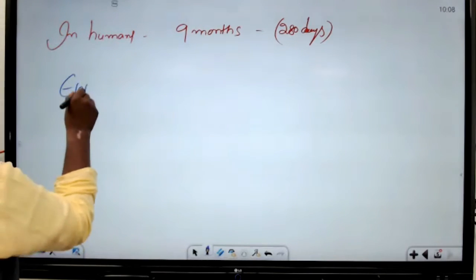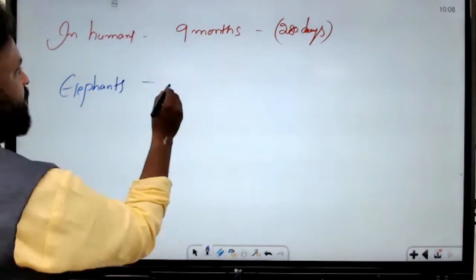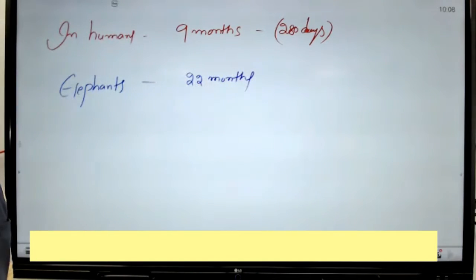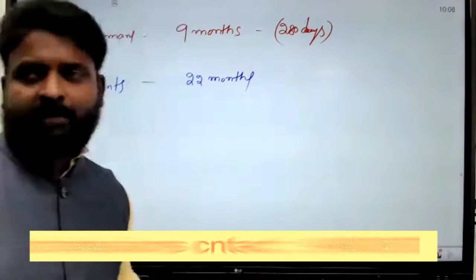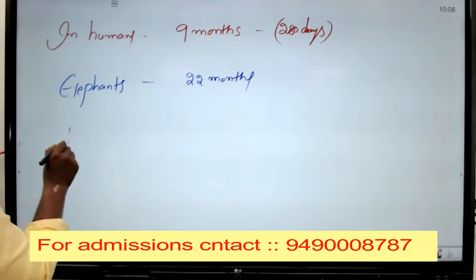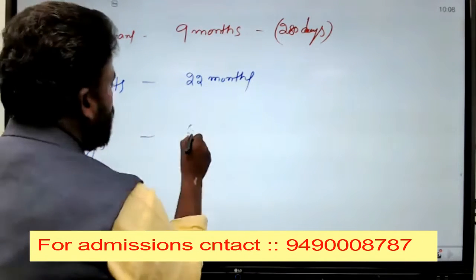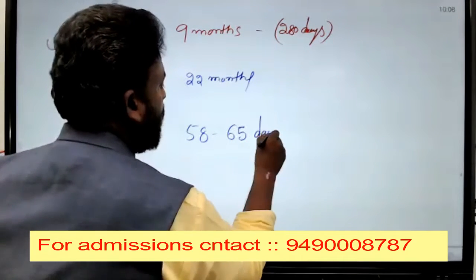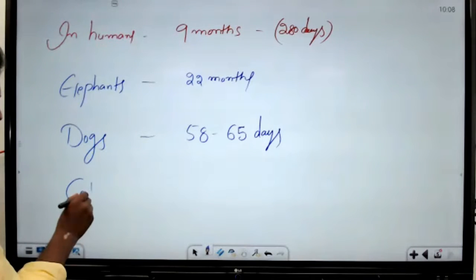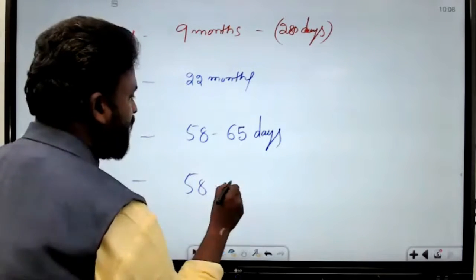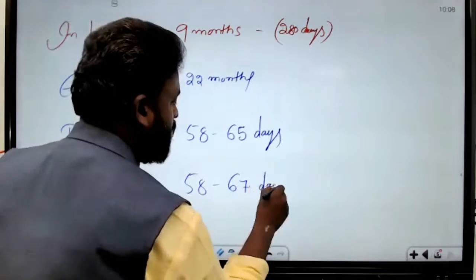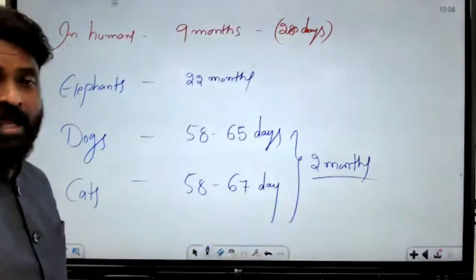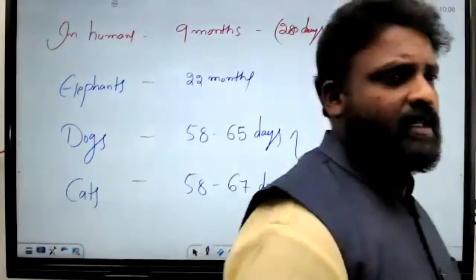In elephants, it lasts 22 months, almost 550 to 600 days. Next one, dogs, is about 58 to 65 days. Then what about cats? It's also about 58 to 67 days. Almost these two are nearly 2 months. So different animals have different gestation periods.